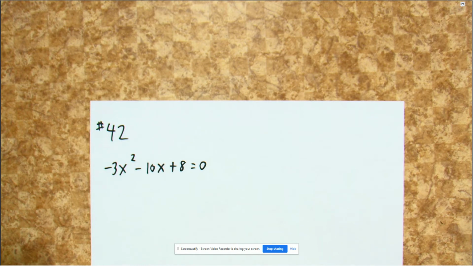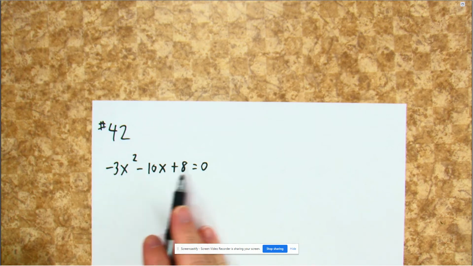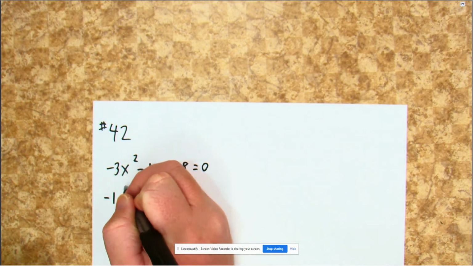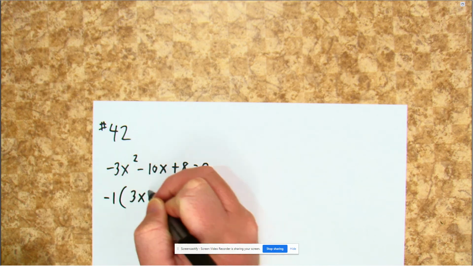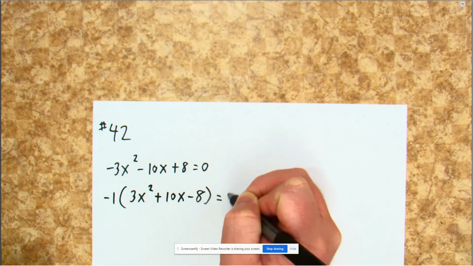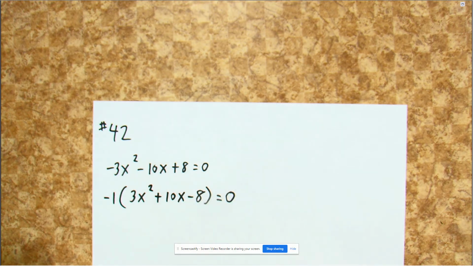Now, besides the negative, 3, 10, 8, they only have a 1 in common. They don't all have a variable in common. -1 is what I'd like to do. When I take out that -1, it leaves me with the resulting quadratic. And again, it makes my life a lot easier. Once that -1 is out of there, I only have to focus on the quadratic that is inside the parentheses.